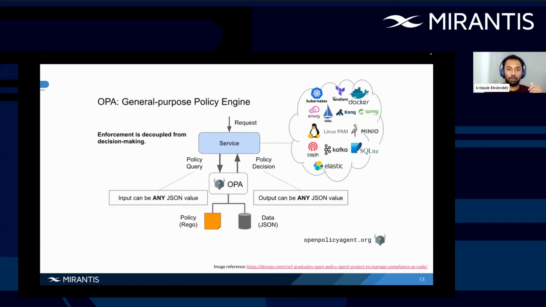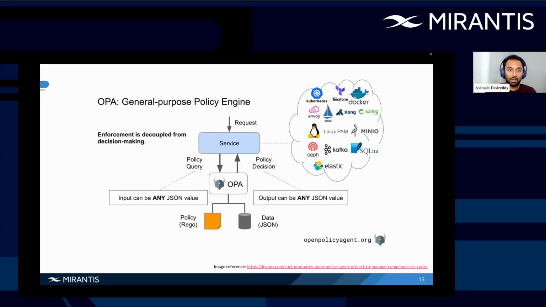And here is a quick high-level, end-to-end architecture of how the general purpose policy engine works. Whenever there's a request, the service can be a Kubernetes service or Terraform or Envoy or Istio or SSH. So the service can be anything. It can be plugged in, and OPA supports a wide range of tools. I'll show you the ecosystem that it has with the wide range of tools that it supports.